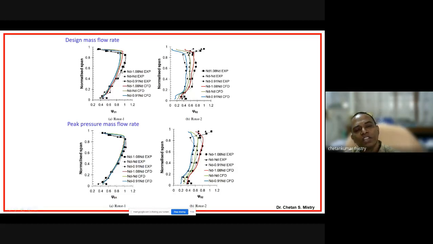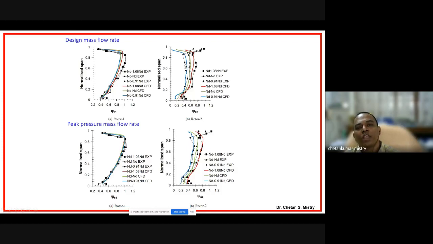Outlet boundary condition we have taken as mass flow rate, and that's what is giving me this kind of comparison. So if you look at the design mass flow rate, we have some discrepancy, but there is always measurement uncertainty present in experimentation. So you can say it is validated well.